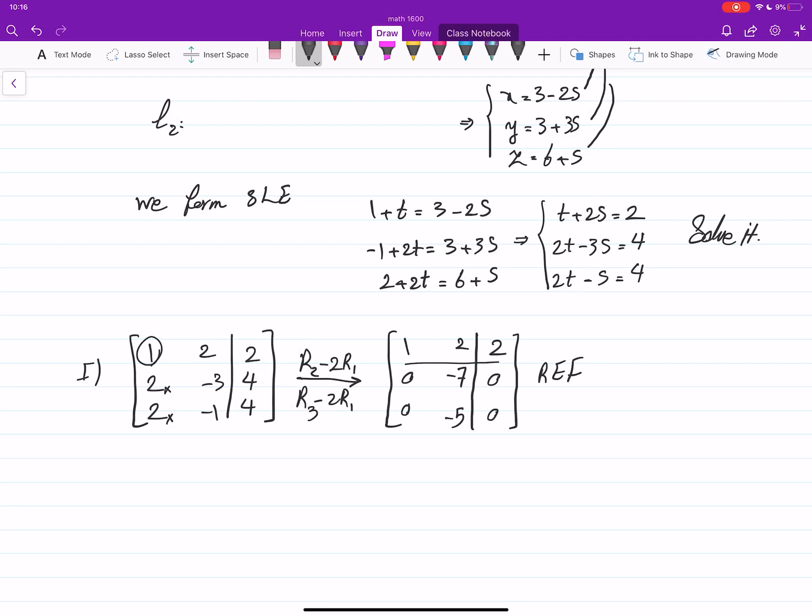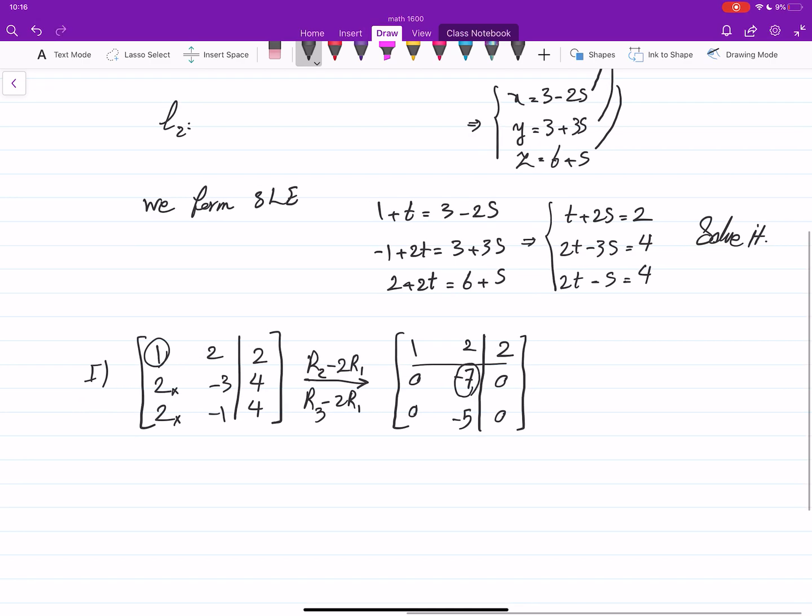Oh no, it's not row echelon form, sorry. I have to do one more step. This is my next leading entry. I have to make this one 0. One way to do this is to first turn this guy to 1 by dividing by negative 7, and then multiply it by the negative of this one, and add it to row 3.